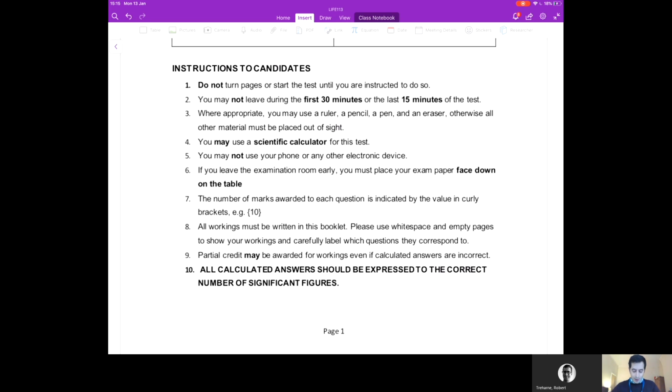If you need to leave the exam room early, so if you complete it with more than about 15 minutes to go, then just put the exam paper face down and leave. Okay. The number of marks per question will be indicated in curly brackets. I'll be talking about that in a second when we go through some of these questions. How am I awarding these marks?